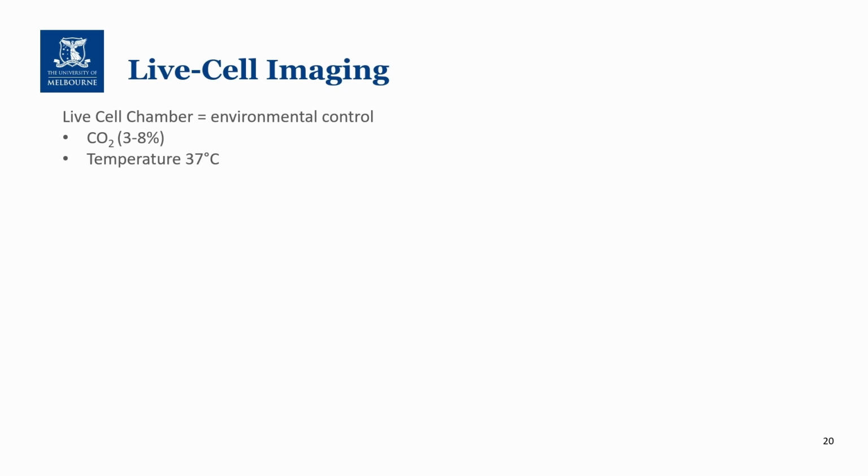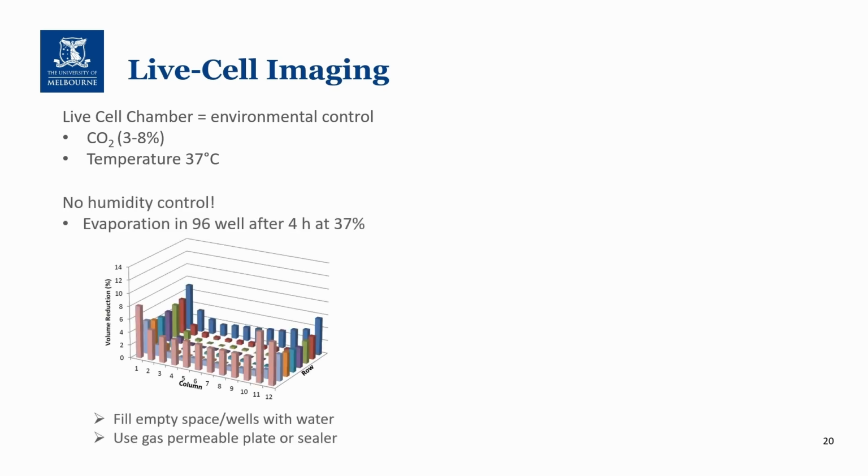However, it does not have any way to control humidity. This table shows the rate of evaporation from wells in a 96 well plate after 4 hours. You can see that evaporation is much higher in the edge wells. To counteract this effect, you should always fill empty spaces and wells with water and use a gas permeable plate or seal the top of the plate when you're doing live cell imaging.